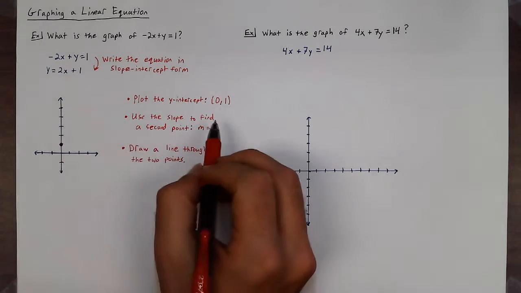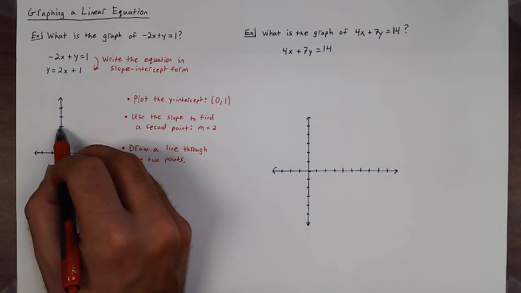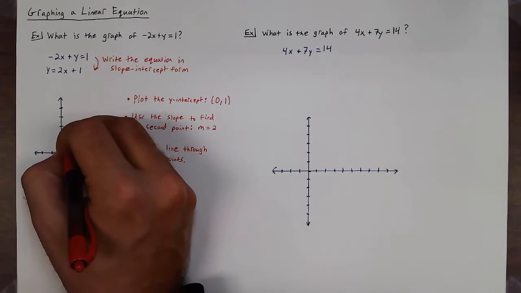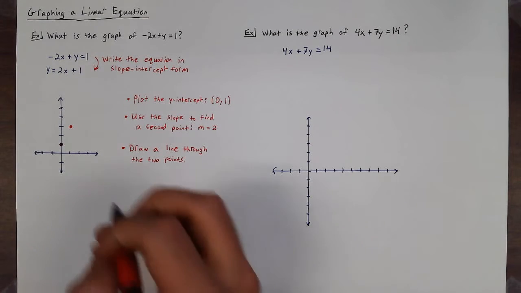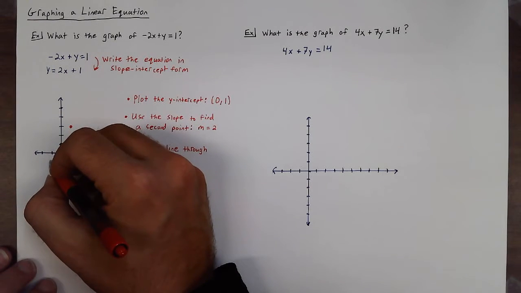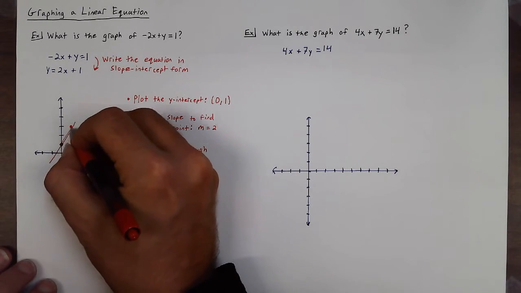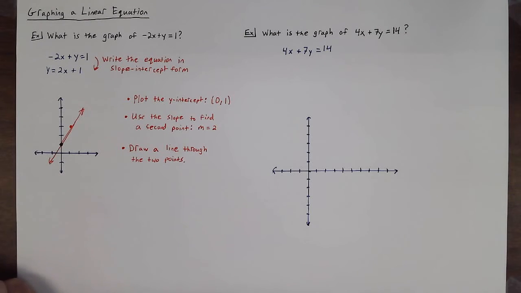So 2 means that we will rise 2, positive vertical change of 2, and then run 1 for a slope of 2. But now that you have 2 points, we can draw a straight line through the points. And there you go. That is now the graph of a linear equation.